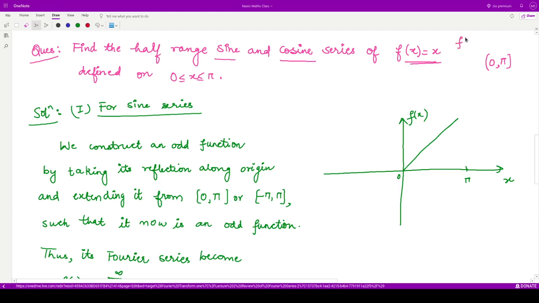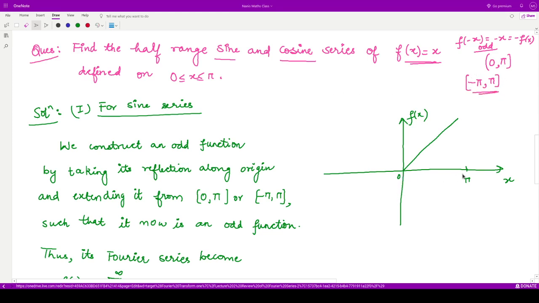So now if you see this function here in this interval 0 to pi, you will say, okay, f of minus x is equal to minus x, which is equal to minus f of x. So I can say my function is an odd function in this interval. But what if I talk about this interval minus pi to pi? So in this particular interval we can extend our function.